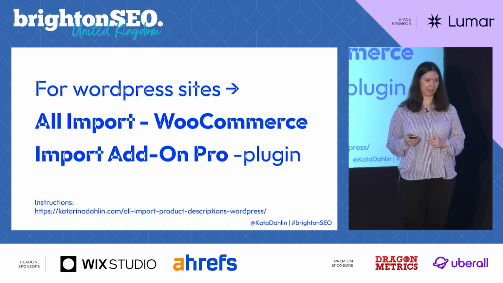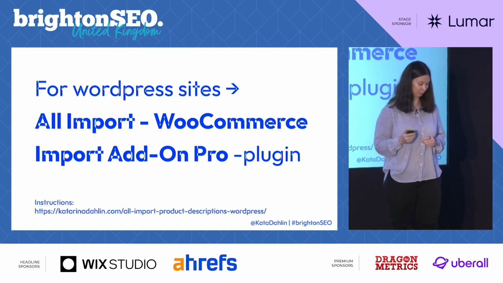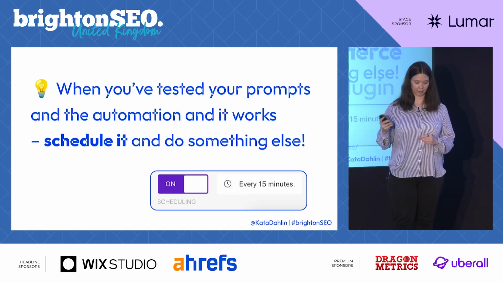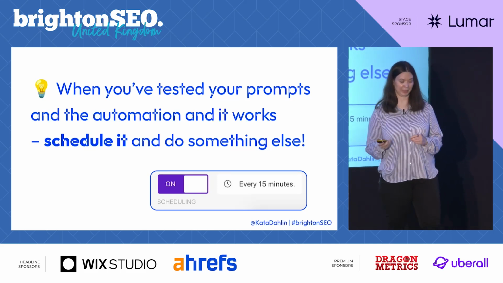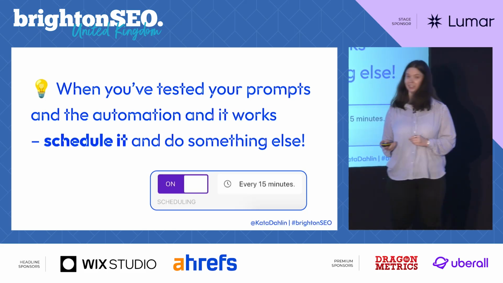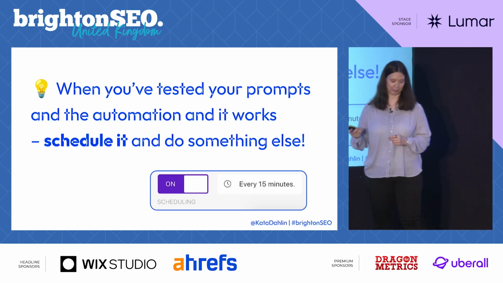If you have a WordPress site, you can use a plugin called All Import. And if you are doing products, then you need the plugin extension called WooCommerce Import Add-on Pro. But when you have tested your prompts and the automation in Make and everything works well, then you can schedule it. Maybe you set this up in the morning, then you can go sleep, and when you wake up in the evening, it has optimized all your 3,500 products.